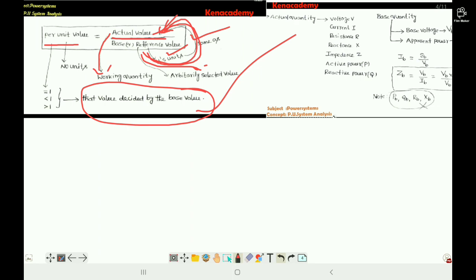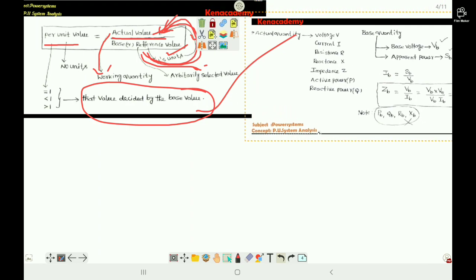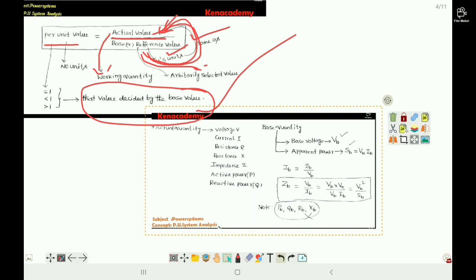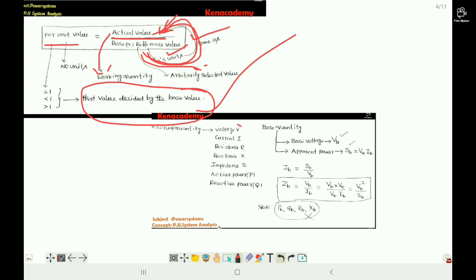Now see, what are the different actual quantities present? The actual quantities are voltage, current, resistance, reactance, impedance, active power, reactive power. These are some of the examples of actual quantities. Then what are the base quantities?